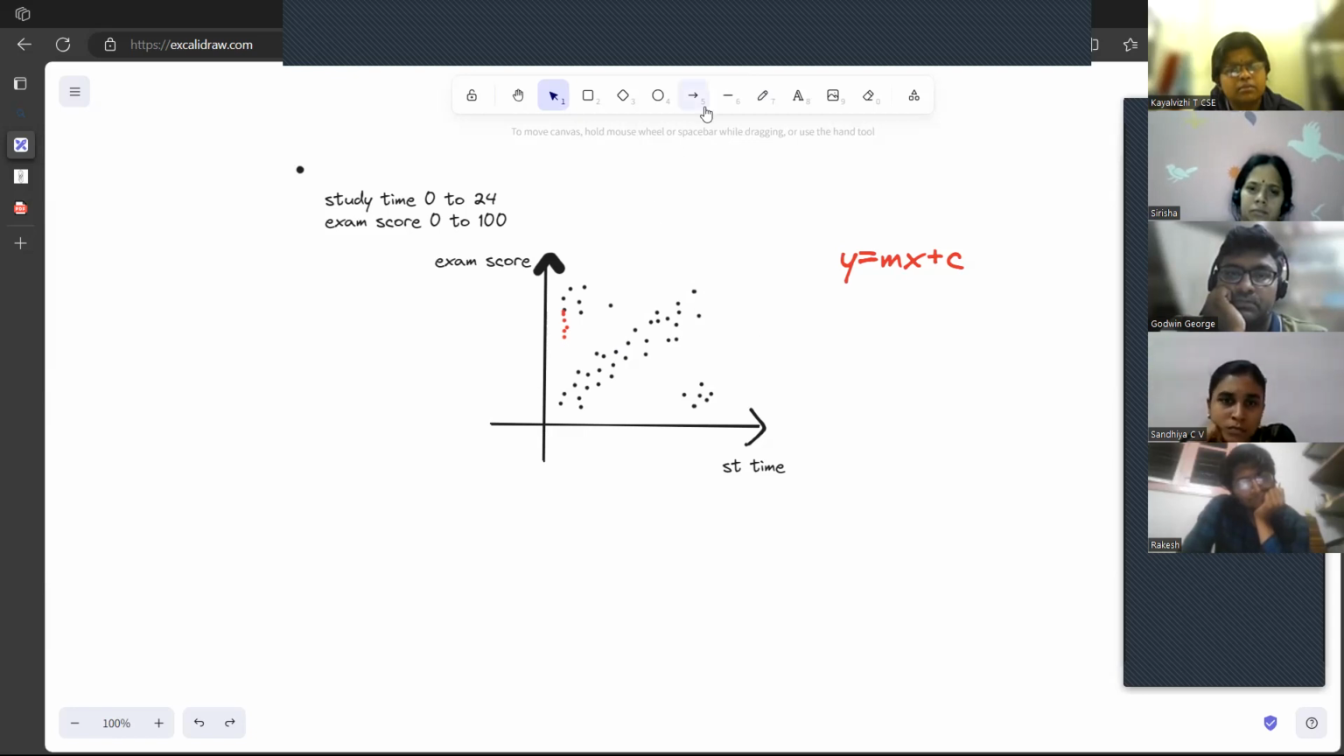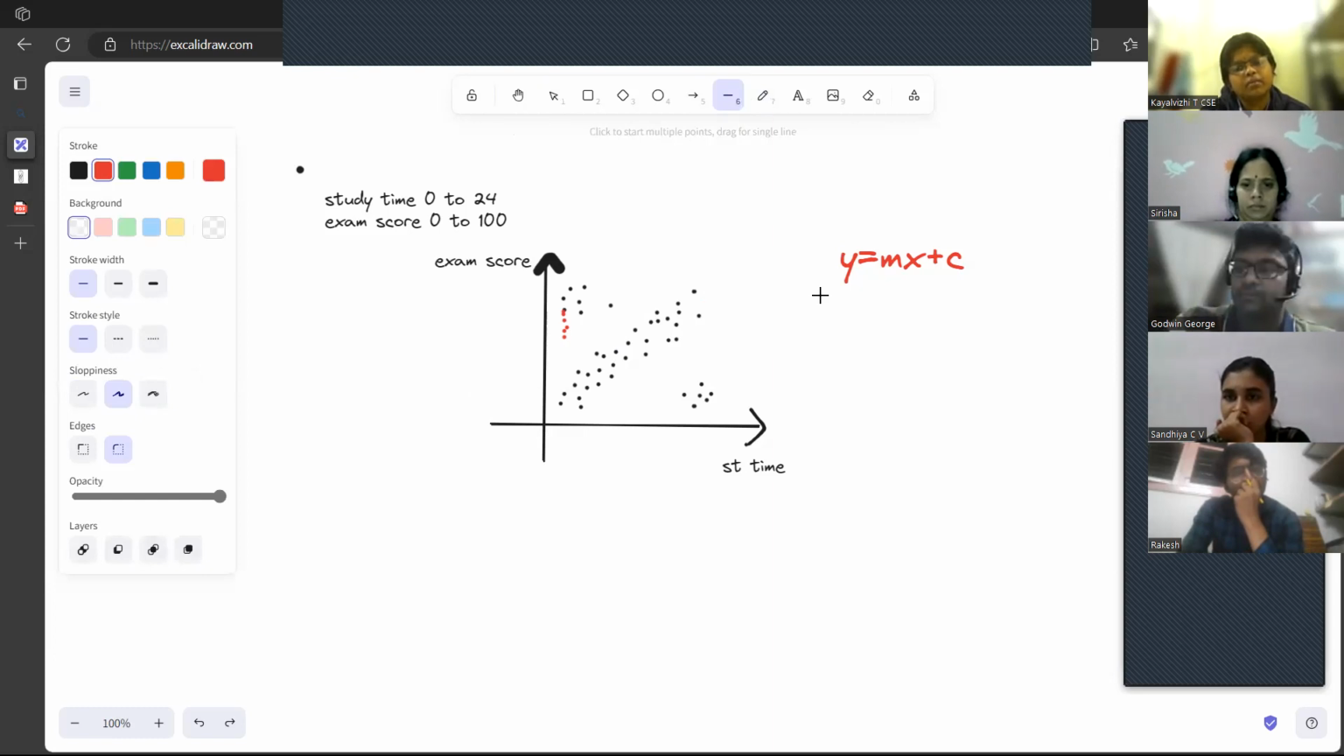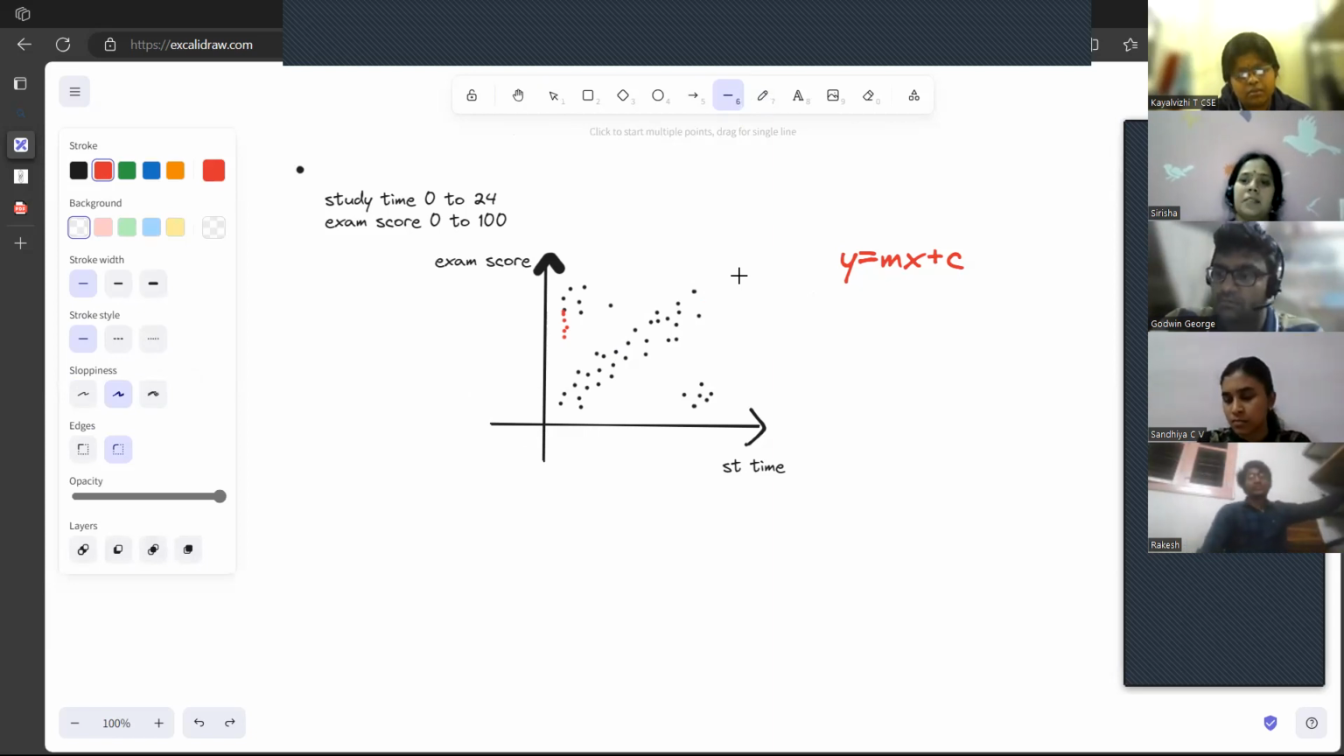So in machine learning parlance, what is m? What is c? They are the weights and bias. So m is basically called the weight in the machine learning world, and c is called the bias. Okay. All right. Correct. Go ahead.